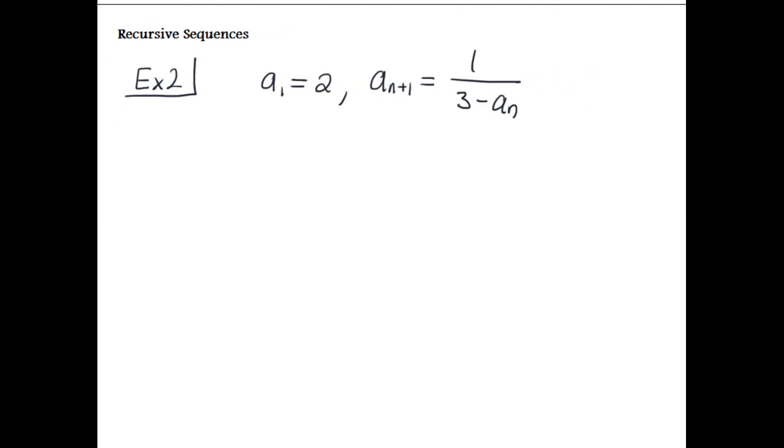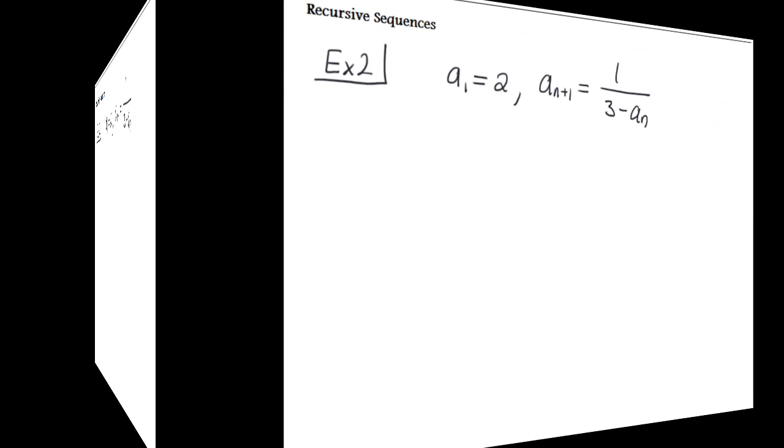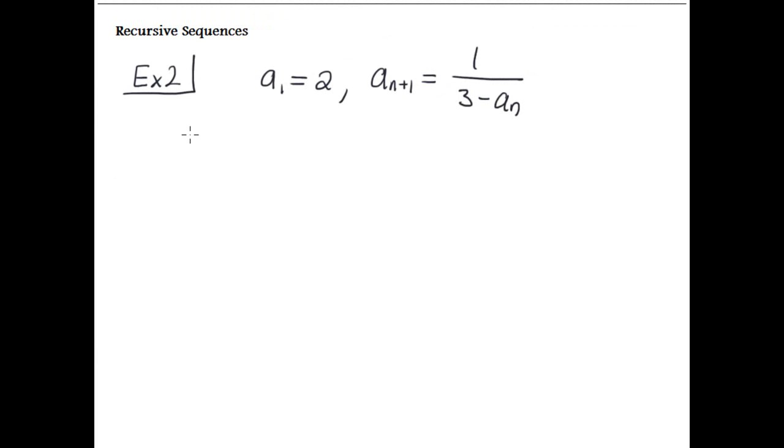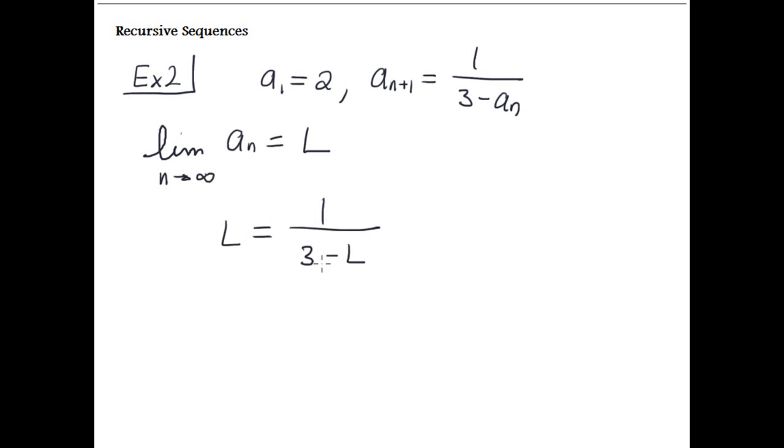This is the second example of the recursive sequence. Again, we go back to the spreadsheet Excel. Okay, the sequence is monotonic and also bounded. Now the limit exists. And the limit when n approaches infinity of a sub n is equal to L. But I don't know the value of L. L is equal to 1 over 3 minus L.